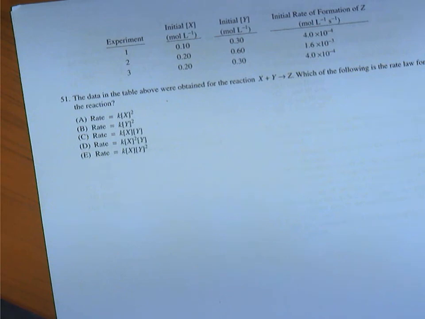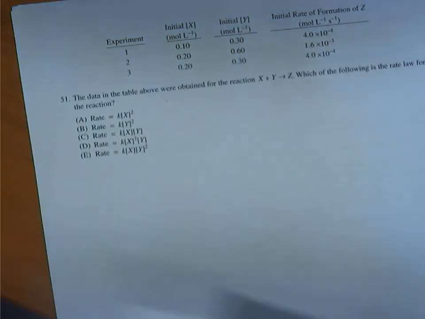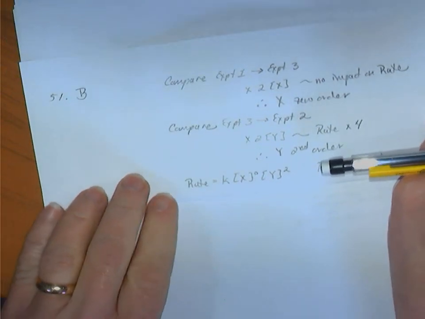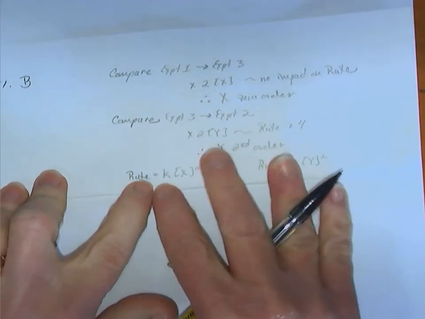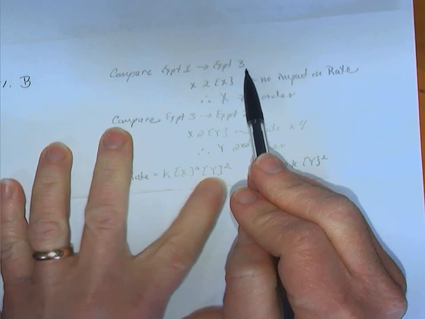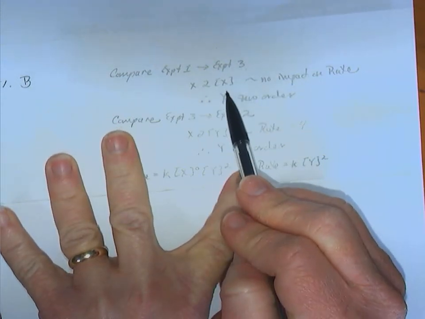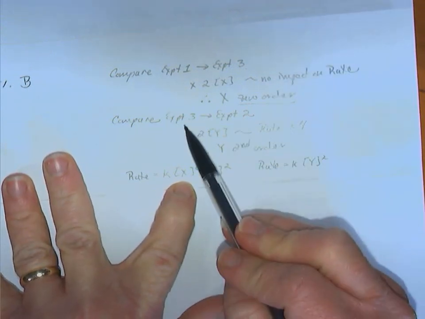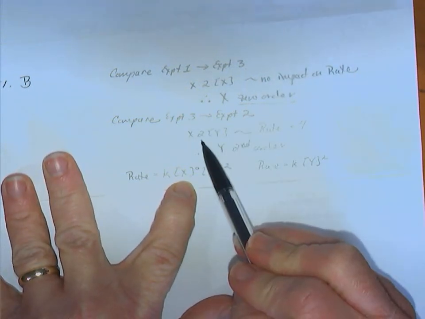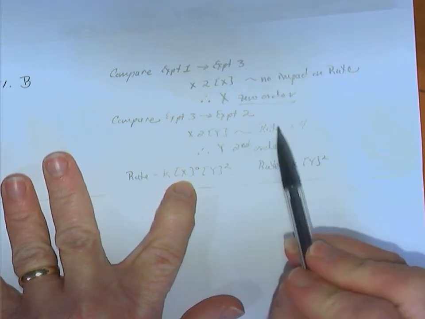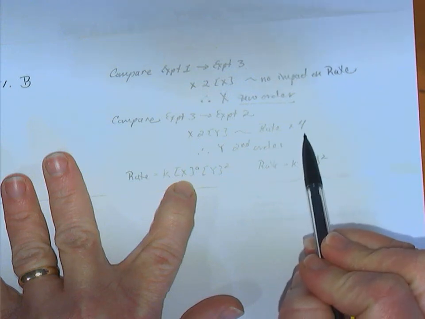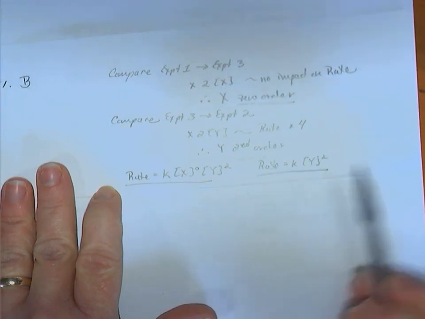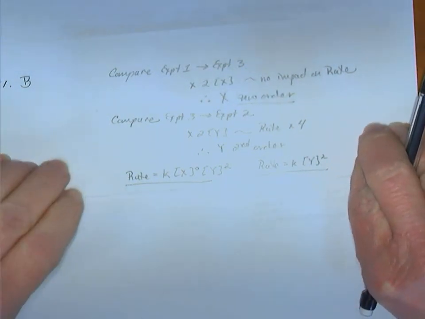All right. And 51, we need to employ the method of initial rates. So if you want to take a look at my work, I just thought through it. Comparing experiment 1 to experiment 3, you double the concentration of X, but there's no change in rate. That means X is 0 order. Experiment 3 to experiment 2, you are doubling the concentration of Y, and the rate increases 4-fold. That means Y is 2nd order. So we get this equation, which of course can be rewritten that way. So B is the choice.